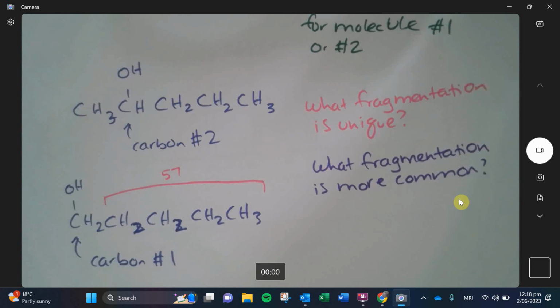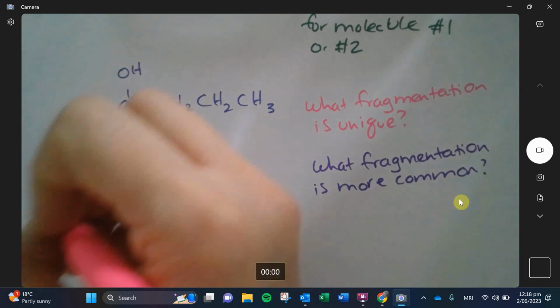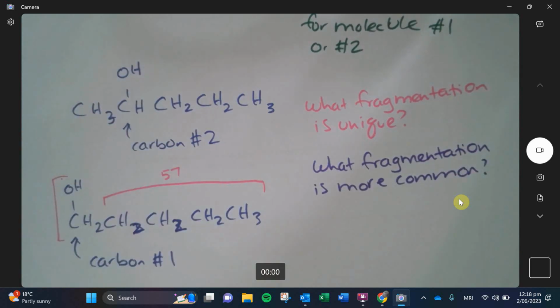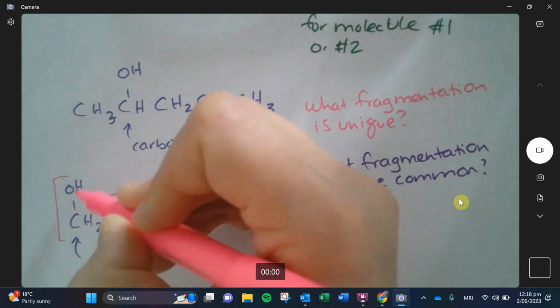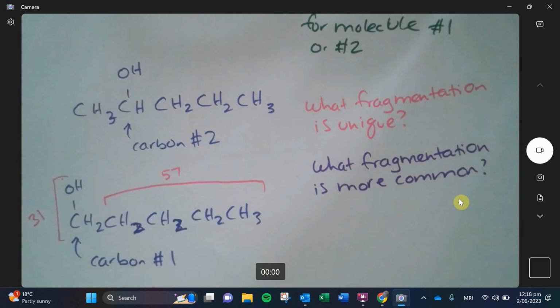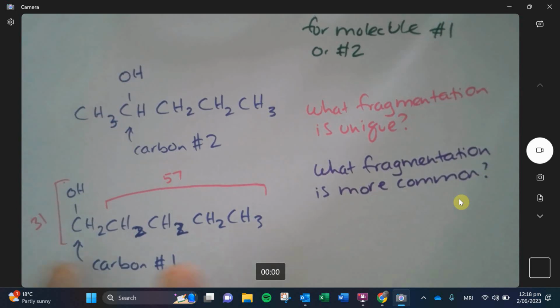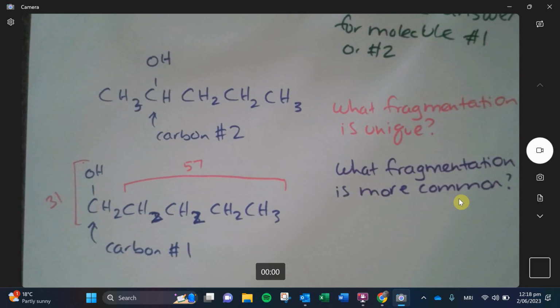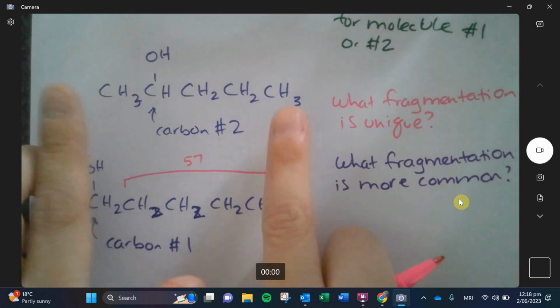So that would tell me that there should be a unique peak there that I wouldn't be able to see on the other one. This section here with the alcohol, if I added up the mass of the oxygen, the hydrogen, the carbon, that would be 31. So what that tells me is that this guy over here, I could see possible peaks at 31 and 57 for the fragmentation. I wouldn't be able to do that for this guy up here.